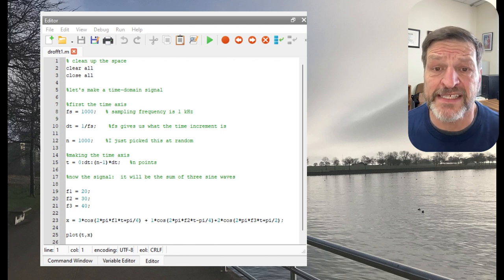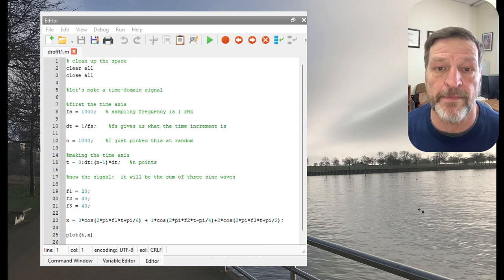I'm going to set my sampling frequency. I'm going to make a digital version of this, a digital signal, right? And so my sampling frequency is going to be 1,000 hertz. I'm setting that to be 1,000 hertz. And then I'm using 1,000 points. I just picked that arbitrarily. Good, everybody see all that? So that's the setup here.